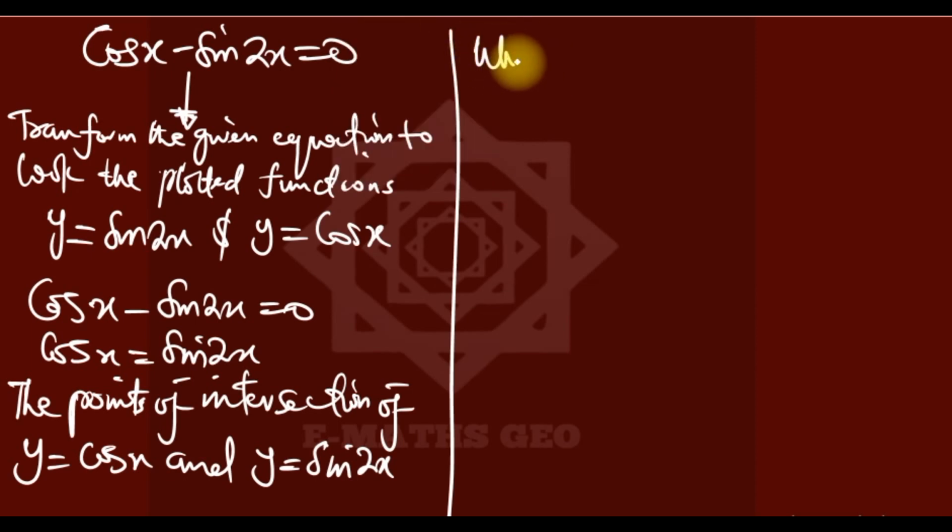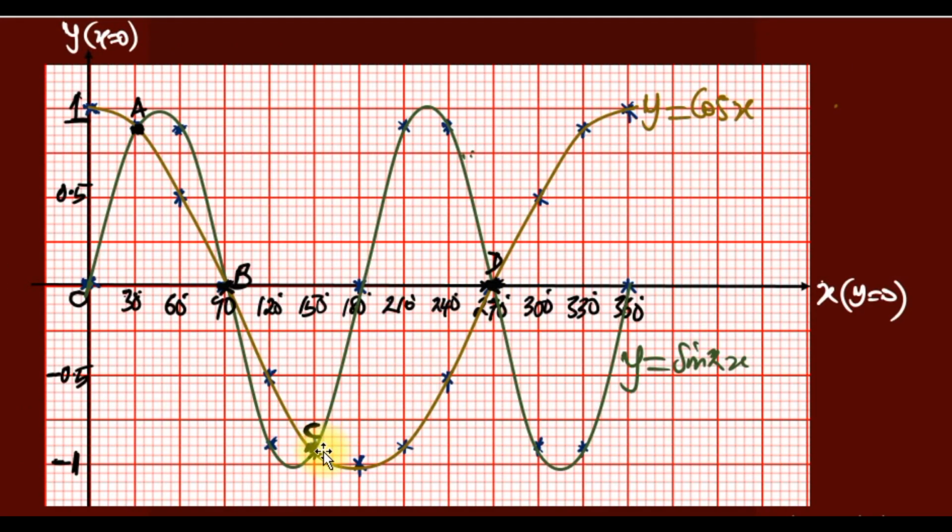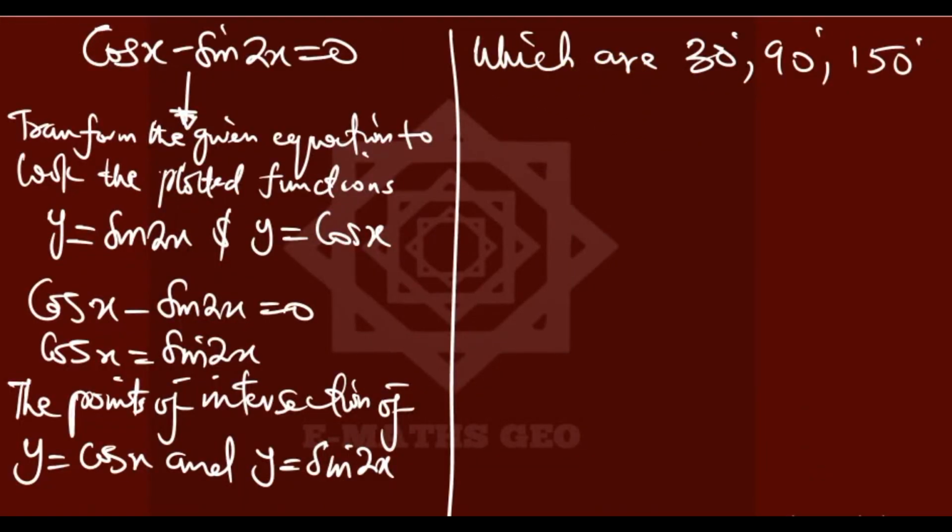So which are 30, 90, 150, and finally 270. So 30, 90, 150, and 270. These are the answers. So it's a very tricky question, but it's simple. Thank you.